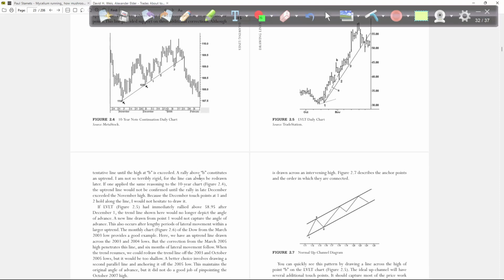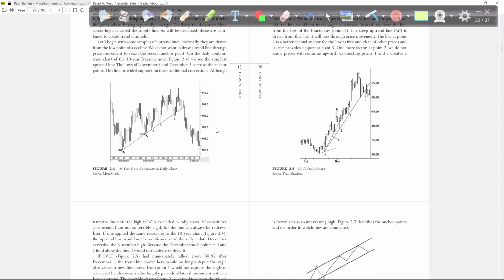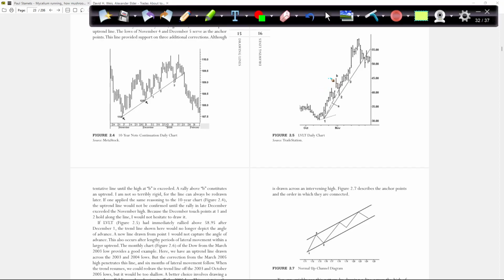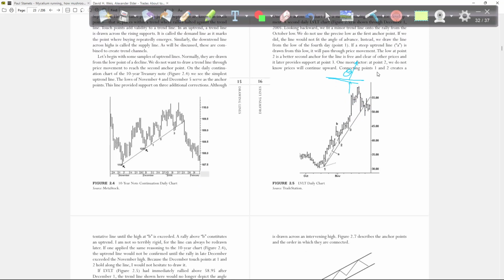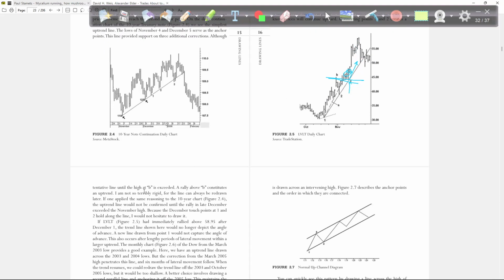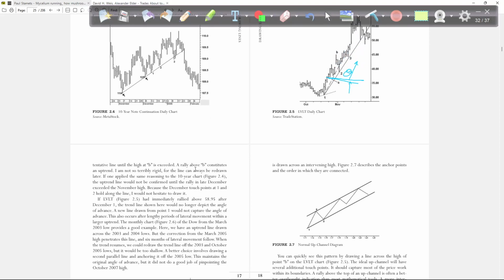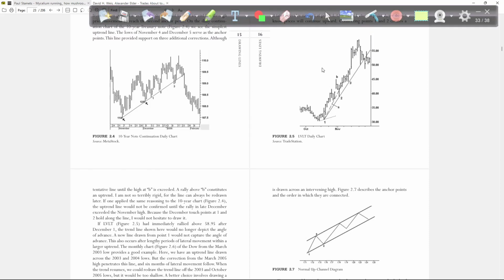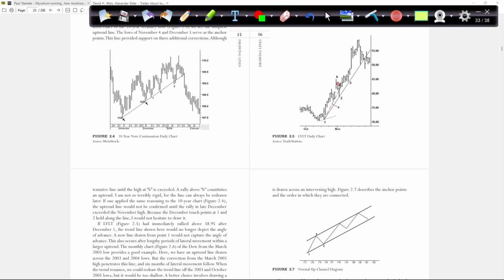Okay. A rally above B constitutes, so it's basically saying that this high at B is exceeded here from point 3, right? So connecting point 1 and 2 creates a tentative line until the high at B is exceeded. A rally above B constitutes an uptrend. Okay, so a rally above B will constitute an uptrend.